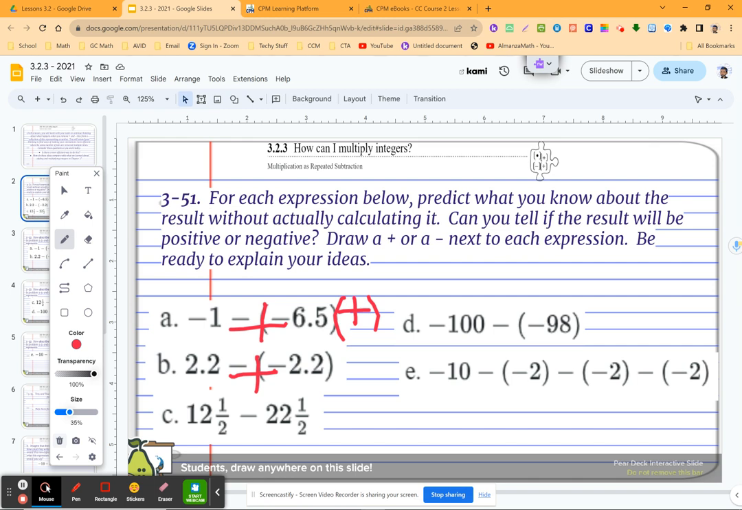Okay, so for C, 12.5 minus 22.5. Would that be negative or would that be positive? Sometimes when we subtract, it gets a little bit complicated. So what we did yesterday in class is we just rewrote the subtraction as addition. So this would be 12.5 plus -22.5. When we're thinking about tiles, we go 12.5 this way, that's positive, and then 22.5 negative that way. So that would definitely give us a negative value.